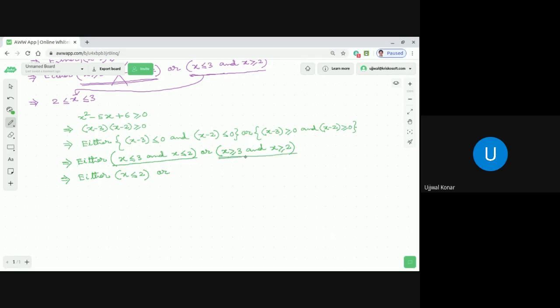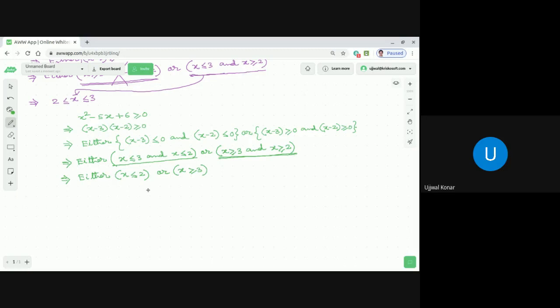x is greater than or equal to 3 and x is greater than or equal to 2. That means what? We have a number x which is greater than or equal to 3 and greater than or equal to 2. Then better you say it is greater than or equal to 3, because any number which is greater than or equal to 3 must be greater than or equal to 2. Can you find a number which is greater than or equal to 3 but less than or equal to 2? No, right? So you can say x is greater than or equal to 3.